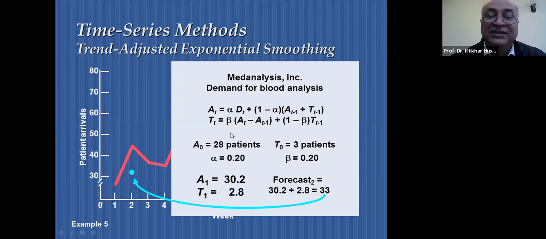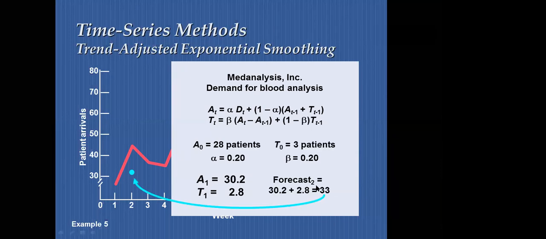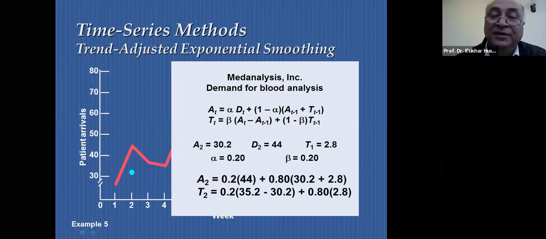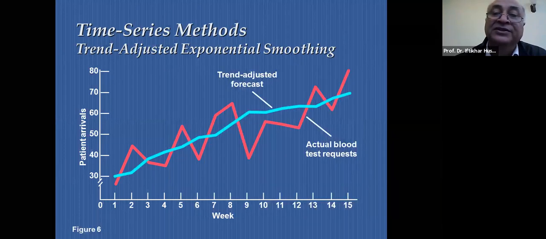Using the data given in the example, we can calculate A1 for period 1 and then trend T1. And thus the forecast is this 33. Similarly, for the next periods, and thus we get a trend adjustment.